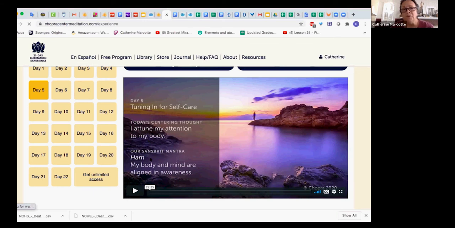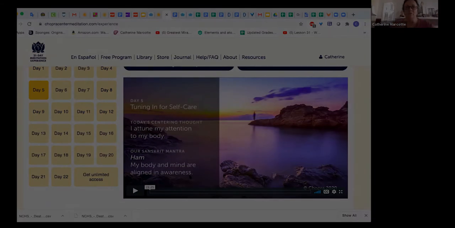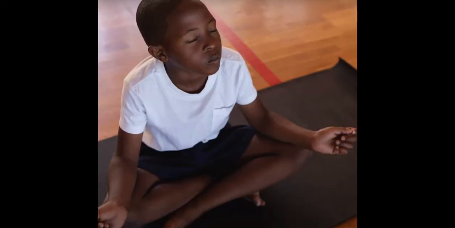Deepak Chopra will give you an Indian Sanskrit mantra later on. He'll say "hum," something you can repeat to yourself. And focus on my body and mind are aligned in awareness. So if your attention is connected to your body, not totally up in your head, you'll function a lot better. And students practiced meditation. But what was left is we had to have a measurement for stress.